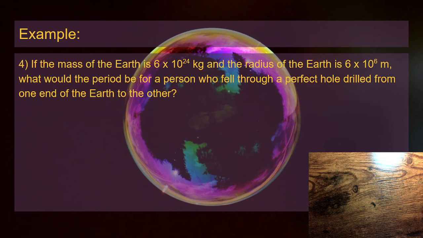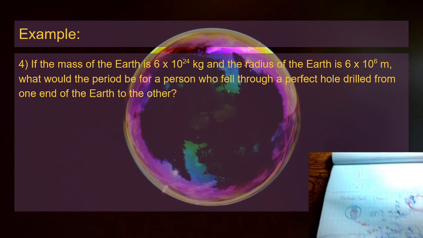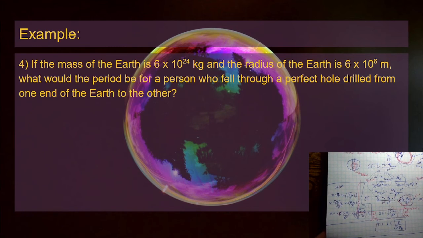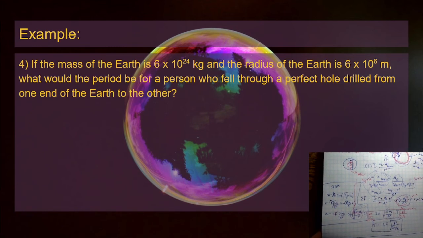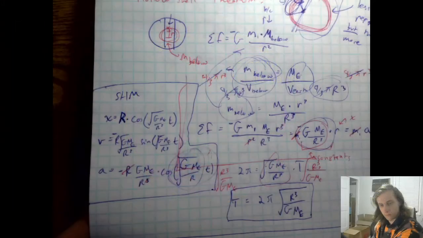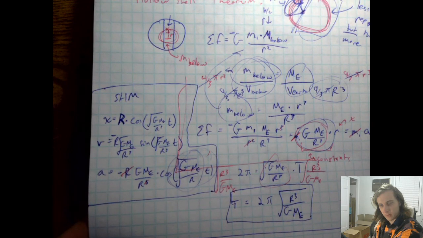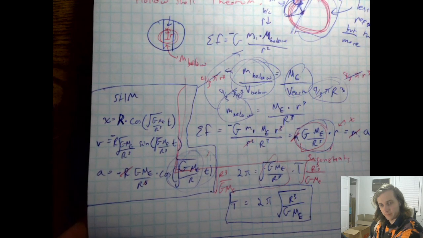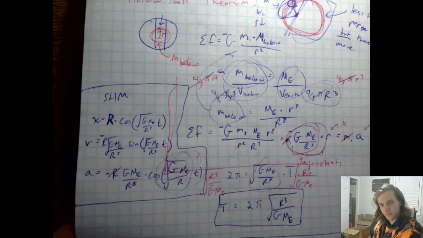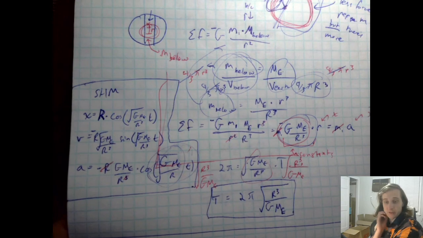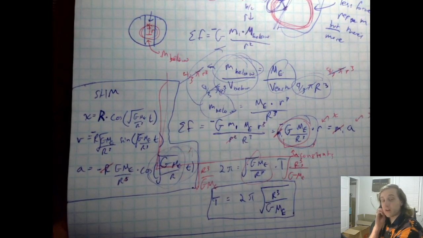This is the problem with doing too many equations. Our period is going to be equal to... I really hope I did that last one on the big camera instead of the small camera. Oops. Our period is going to be equal to 2 pi times the square root of r to the third over GM_E.